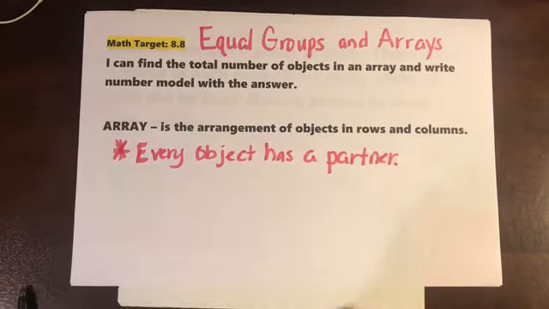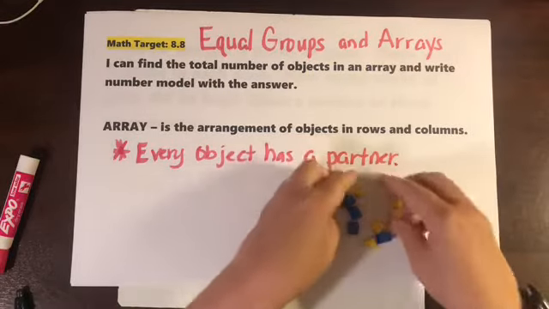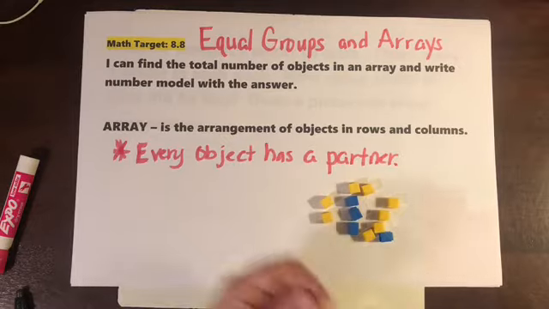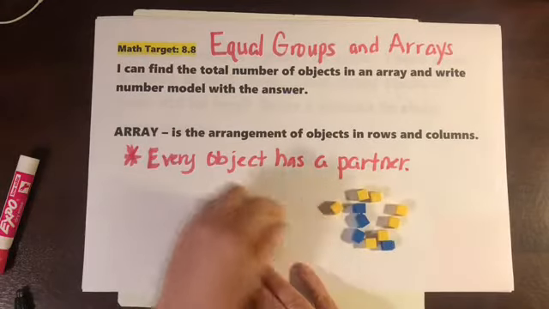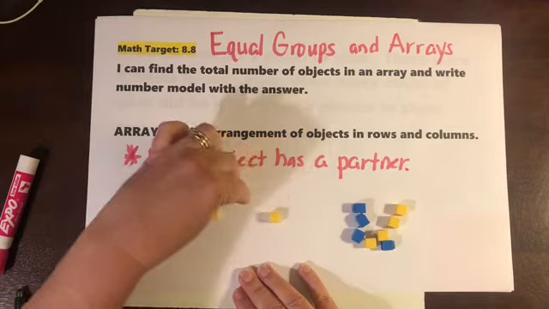So before I draw it, let me show you. I've got my counters here, and I want to sit these counters into equal groups, and I'm going to build an array with it. Okay, so first of all, I can put them in groups of 2. That's pretty easy, right?